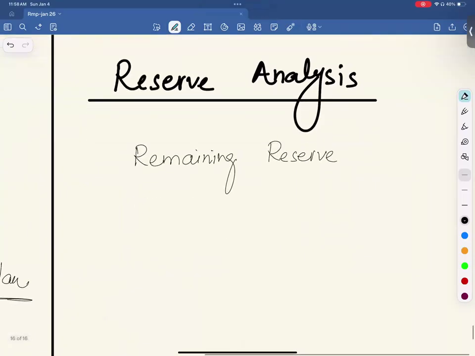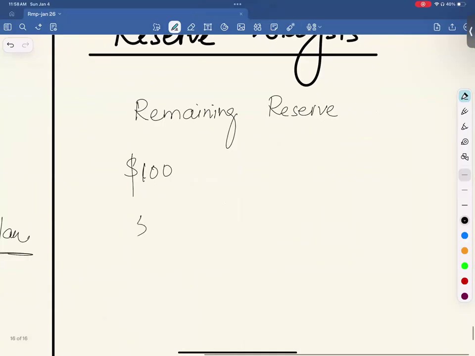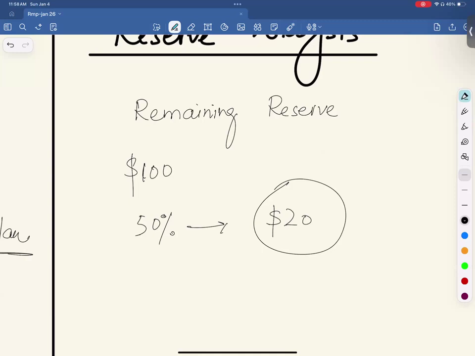Remaining reserves. Let's say you had $100, and let's say 50% of the project is completed and the remaining reserves are $20. What should you be doing? Who would like to answer? Total reserves were $100. 50% of the project is completed. Remaining reserves are $20. What should you be doing?